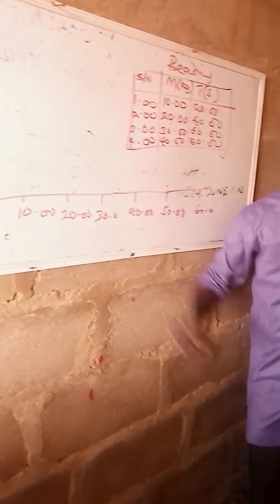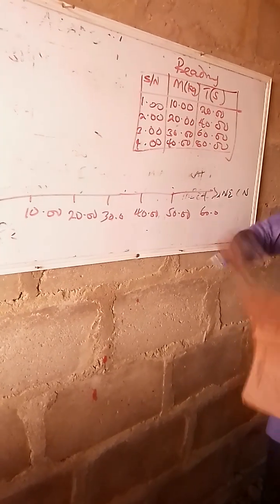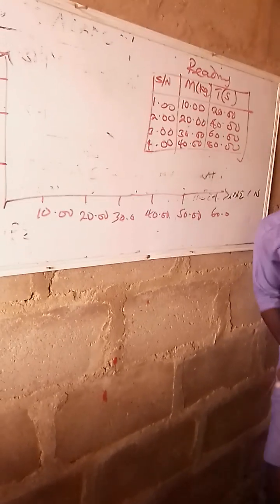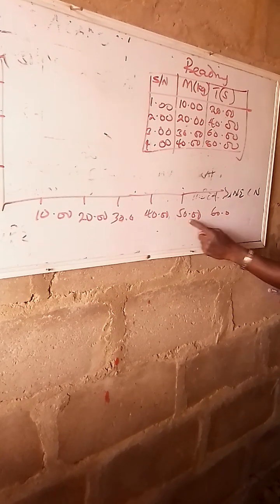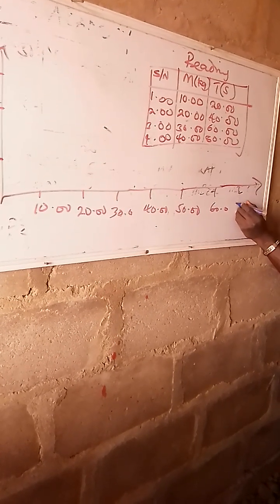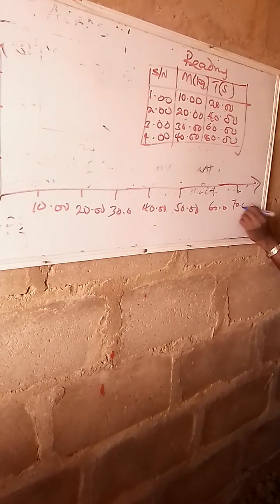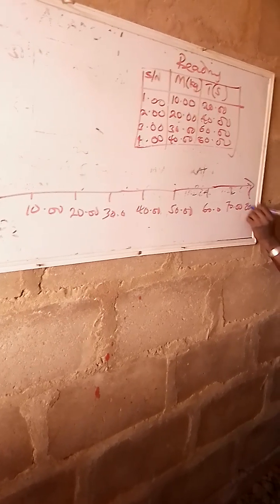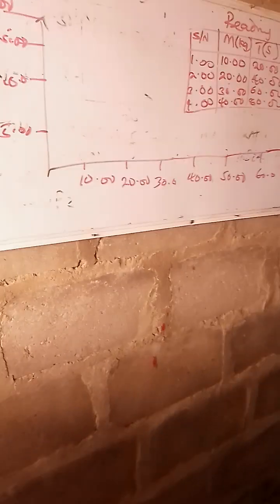If you know that it's not going to take it like that, let's check if it's going to take it. So 50, 60, downward. We have 70.00. We have 80.00. This is where it's going to stop.